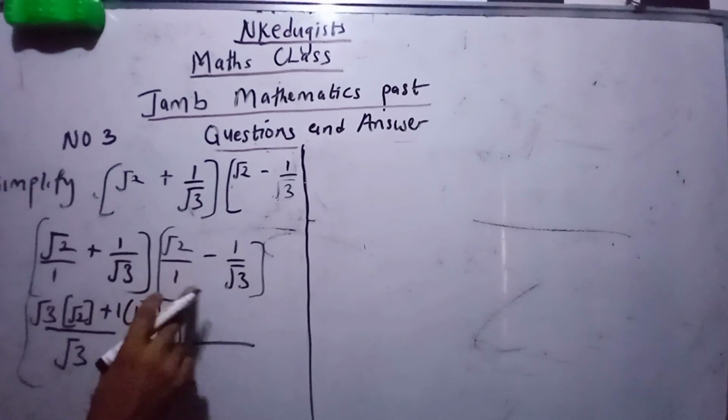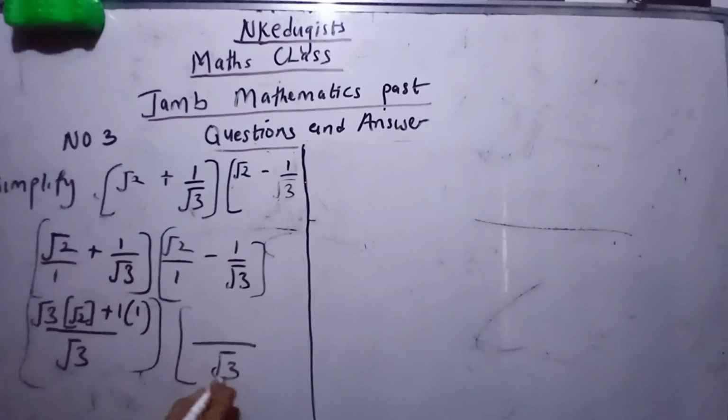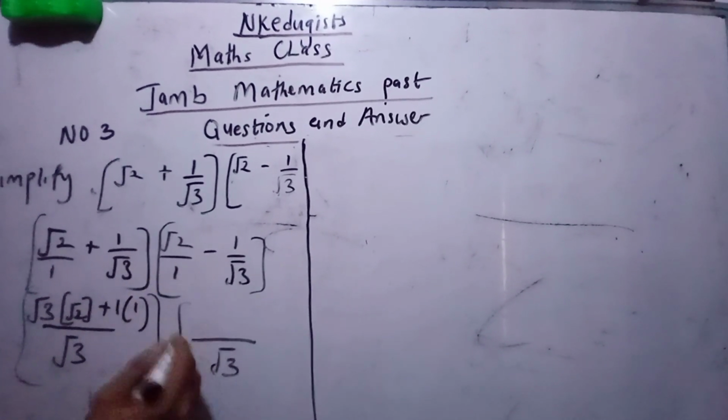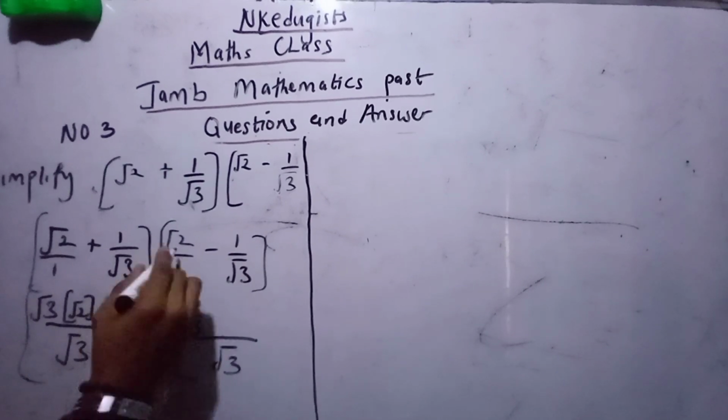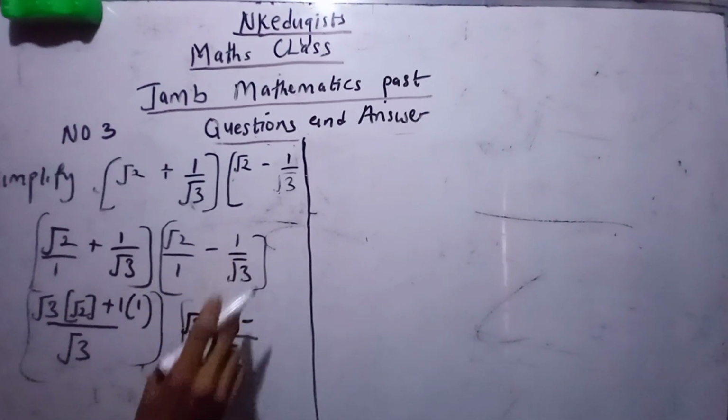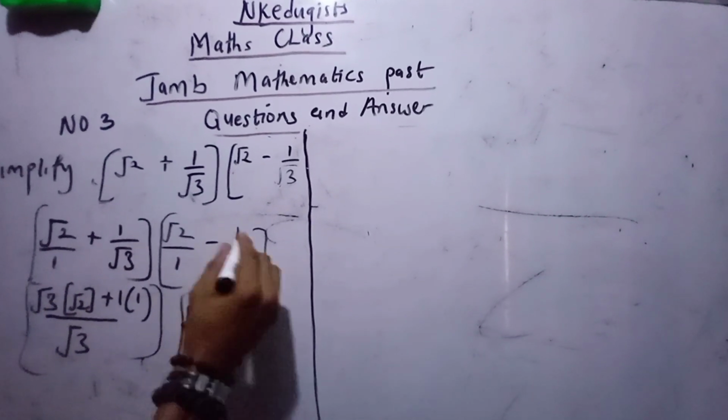The LCM of this and this is what? √3. Then since √3 is the LCM, what happened? 1 going to √3 is what? Is √3. So this is √3 already. Then these are √2 we have here as a numerator minus. So 3 divided by √3 is what? Is 1. These are 1 here.